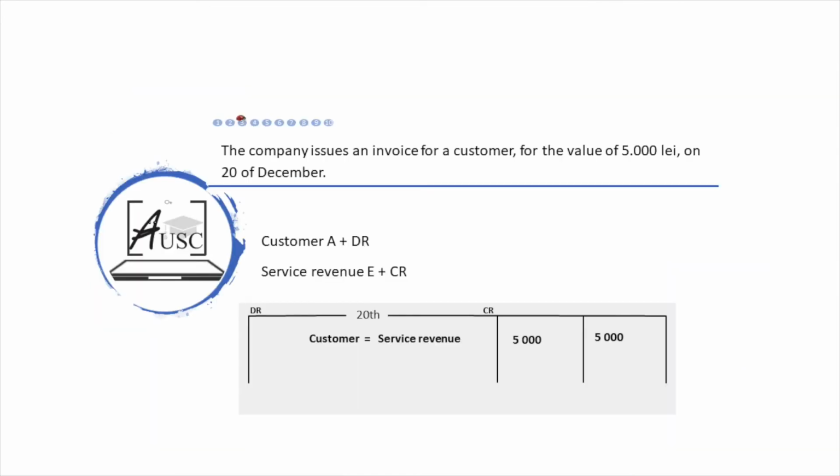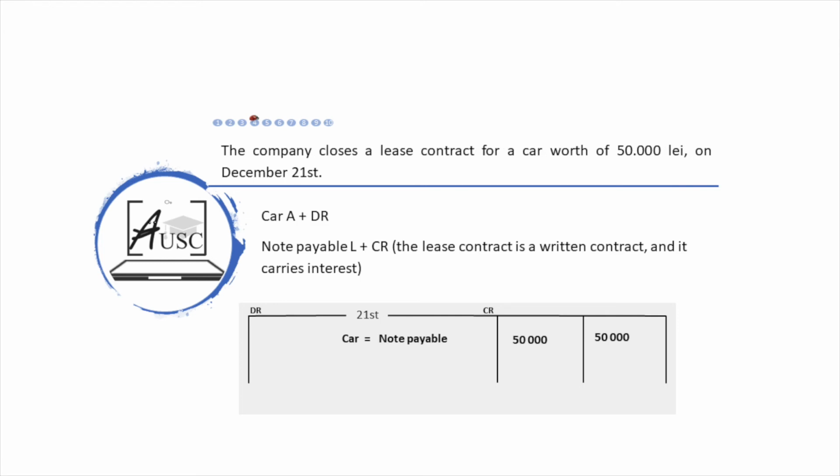The company issues an invoice for a customer for the value of 5,000 lei on 20th of December. Keep in mind that we're recording the transactions in the journal, so we have to record them chronologically. We have customer, assets plus debit record, service revenue, equity plus credit record. The journal entry is customer on the debit record equals service revenue on the credit record with the value of 5,000.